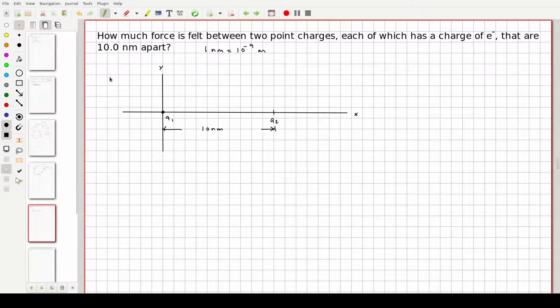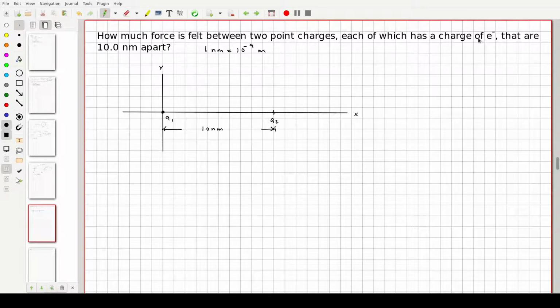When I say how much force is felt between the 2 point charges, I'm asking for the magnitude. The reason is that, as per Newton's third law, if object A exerts a force on object B, B exerts the same force back on A, just in the opposite direction. So the magnitude of the force that both of these charges feel is going to be the same. The direction is going to be different.